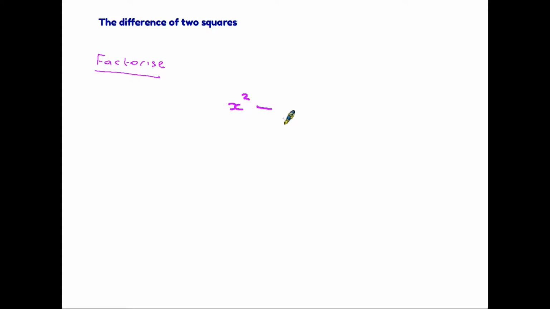Now your job is to recognise that you have a squared term for the first term. You then have a subtraction. We then have a second term. It could also be letters and numbers. Quite often the second term is just a number, and our job is to recognise that that number is a squared number. In this case I've put 9. You need to realise that 9 is 3 squared.